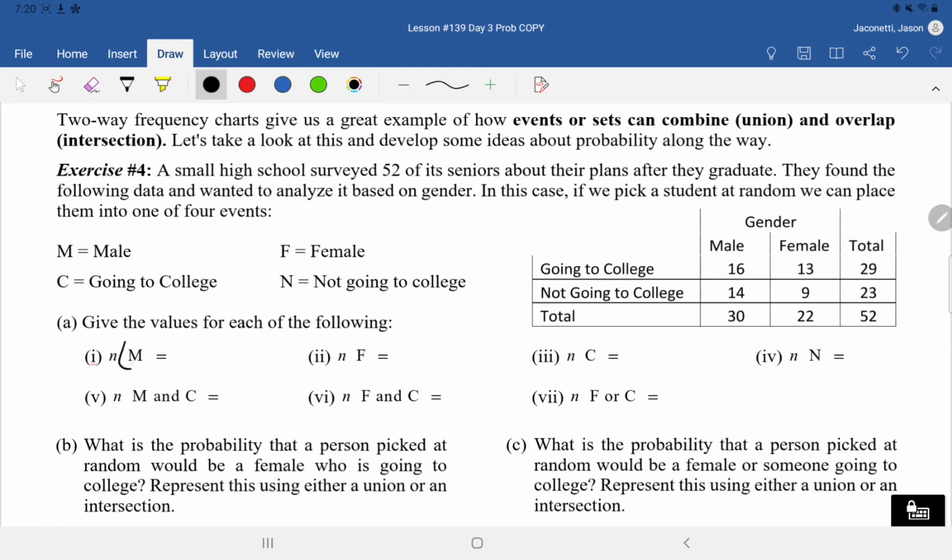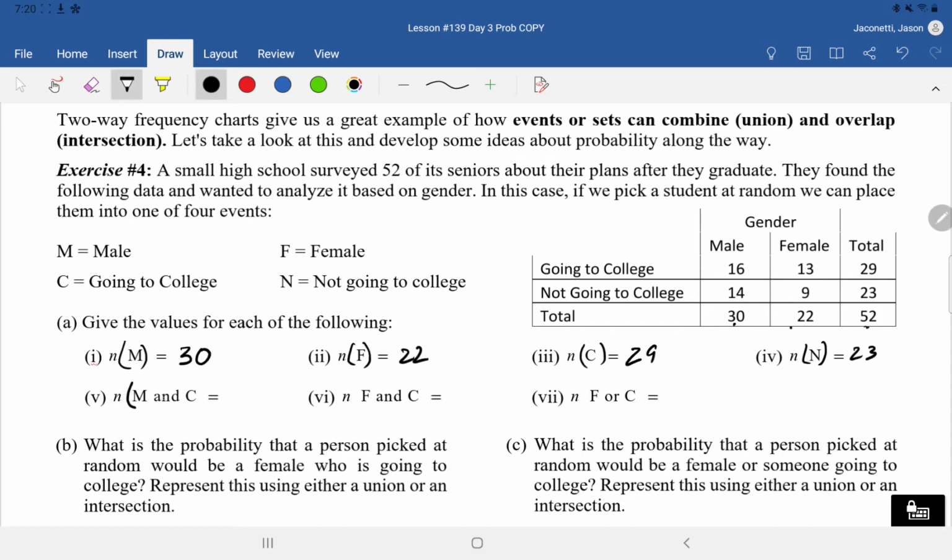So how many fall into the M category? Well, M total is 30. F total is 22. I'm getting those numbers right from here. The 52 here is the total for the whole thing. C total is 29. N total is 23. Now, those are the very straightforward totals: going to college, not college, male, female, etc.